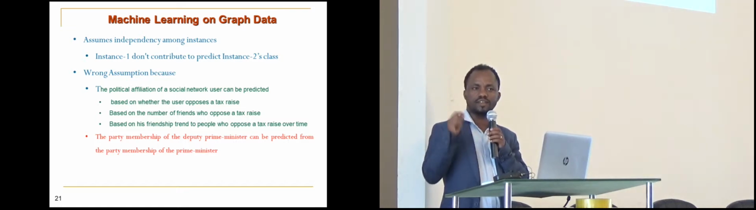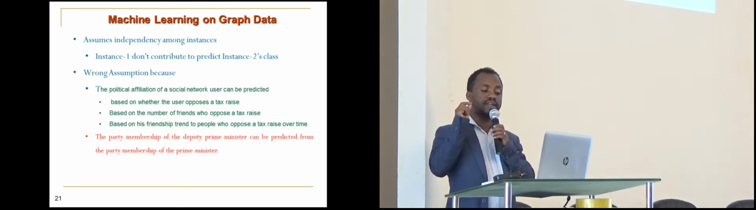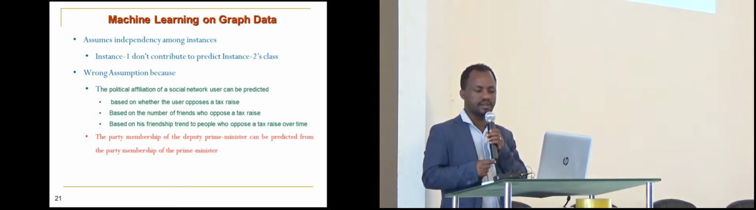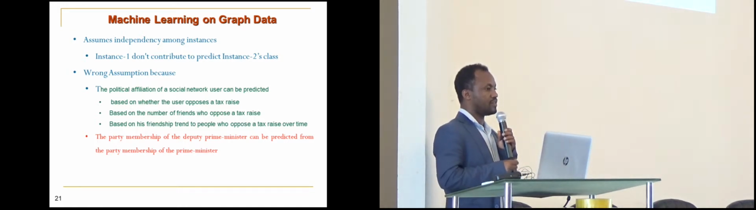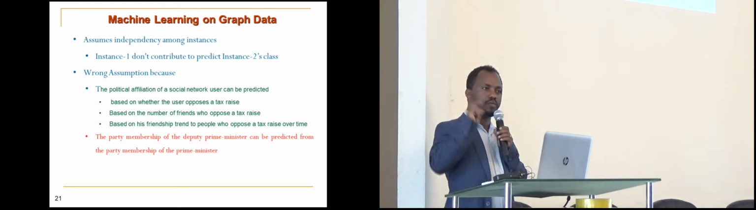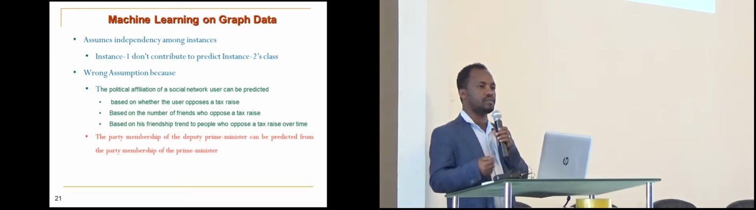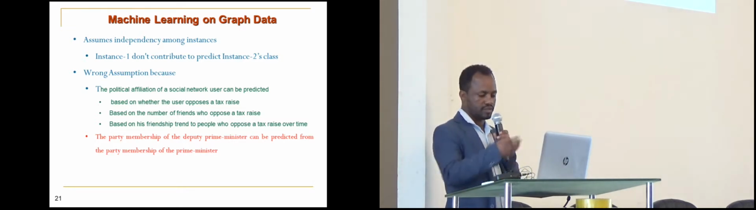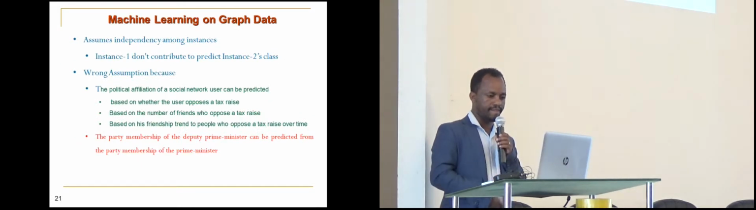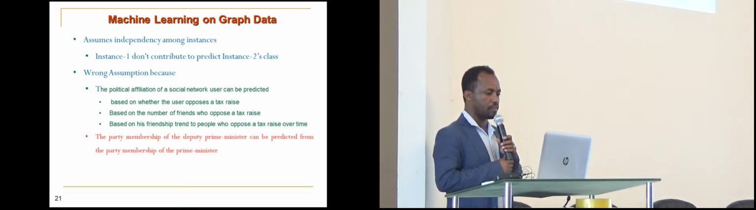This information is attached to that social network user. We can also use the number of friends he has that oppose tax raise. It means instances are not independent. The information that I get from instance 1 can also be used to predict the class membership of instance 2, which is not used in the conventional machine learning approach.